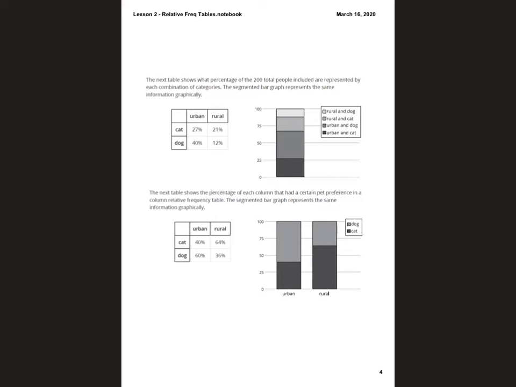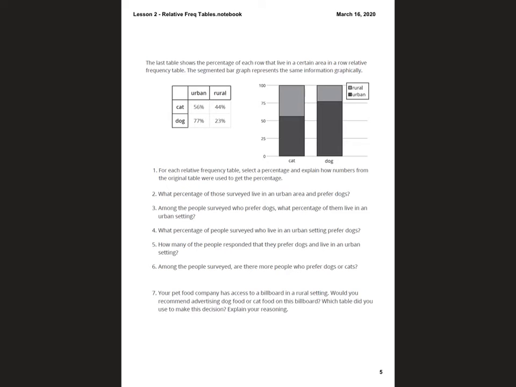In this second chart down below, we have new percentages. Notice that the percentages for each column, urban and rural, now add up to 100%. This frequency table was calculated differently. They took the cat urban response and divided it by the total of the urban column. For example, 54 people responded cat urban, and if we divide it by the total of 134, we get 0.4 or 40%.